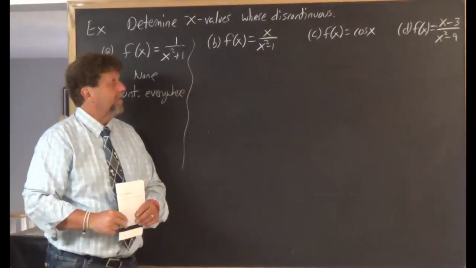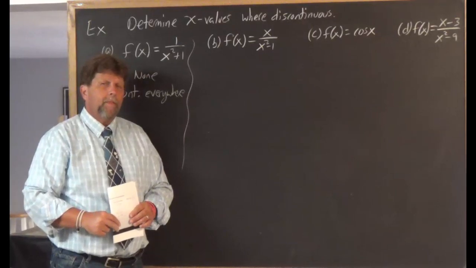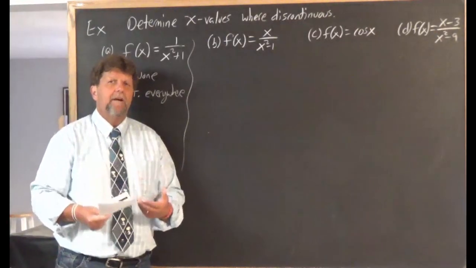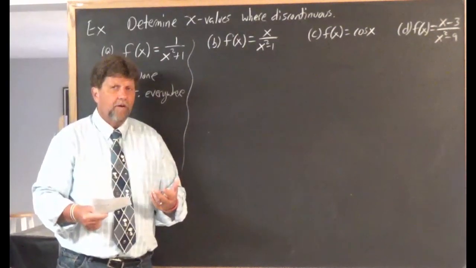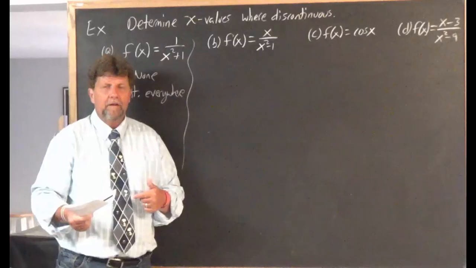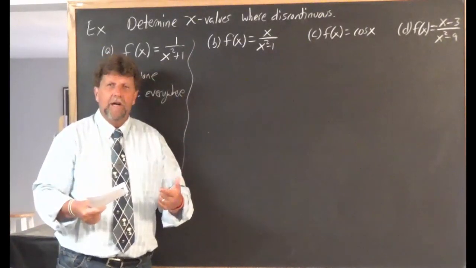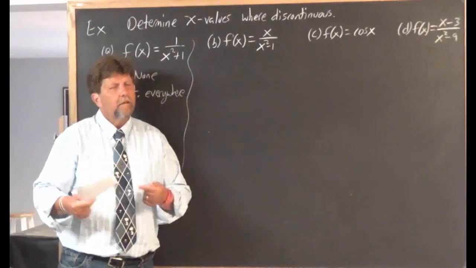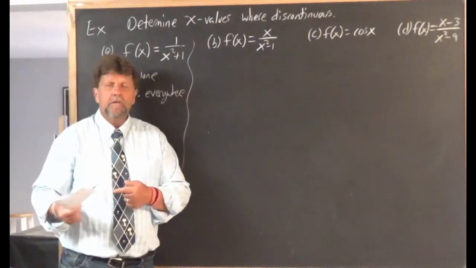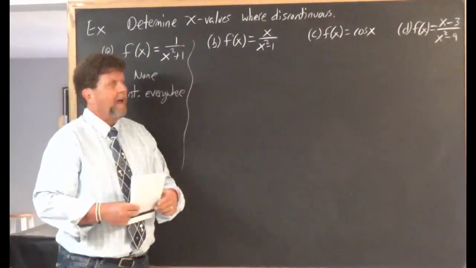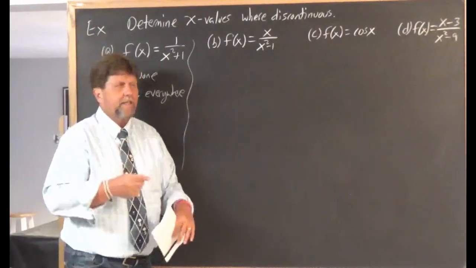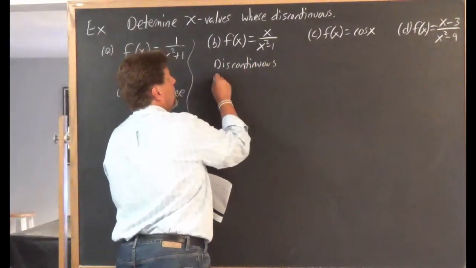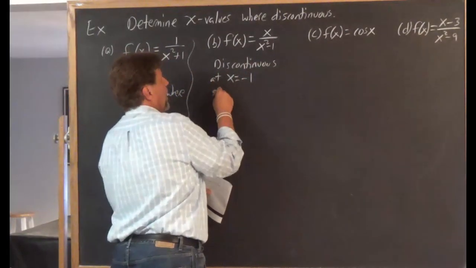All right, so now part B. What about the function x over x squared minus 1? Well, think of what the domain is. You would kick out of the domain any numbers that would make the denominator 0. Well, what makes the denominator 0? -1 and +1. The function is not defined at -1. Therefore, it's not continuous at -1. The function is not defined at 1. Therefore, it's not continuous at 1. So it matches up with the domain. So the x values where this function is not continuous, where it's discontinuous, are at x equals -1 and at x equals 1.